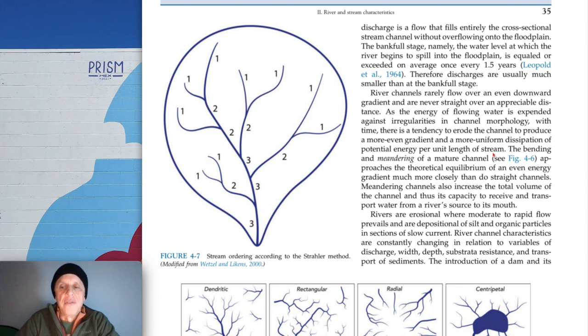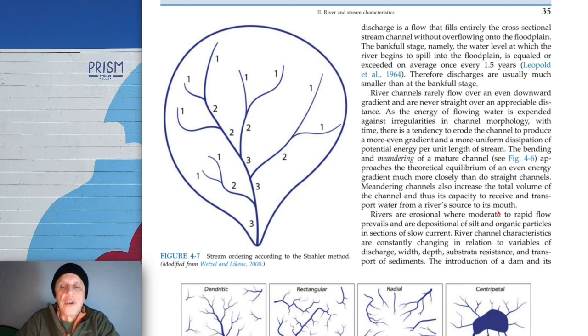River channels rarely flow over an even downward gradient and are never straight over an appreciable distance. As the energy of flowing water is expended against irregularities in channel morphology, with time there is a tendency to erode the channel to produce a more even gradient and a more uniform dissipation of potential energy per unit length of stream. The bending and meandering of a mature channel approaches the theoretical equilibrium of an even energy gradient much more closely than do straight channels.